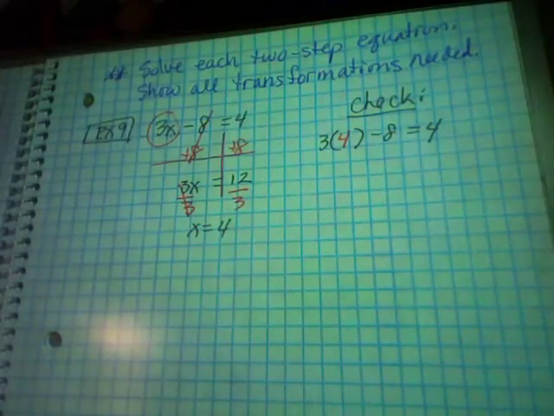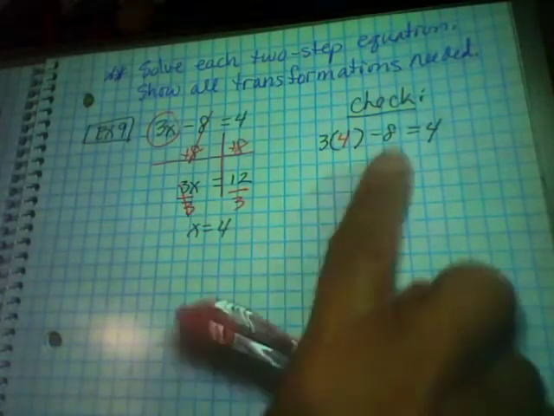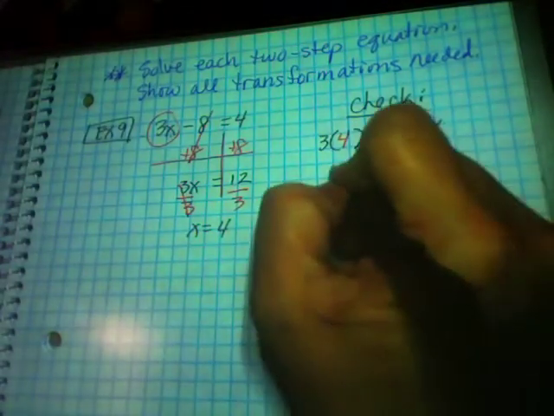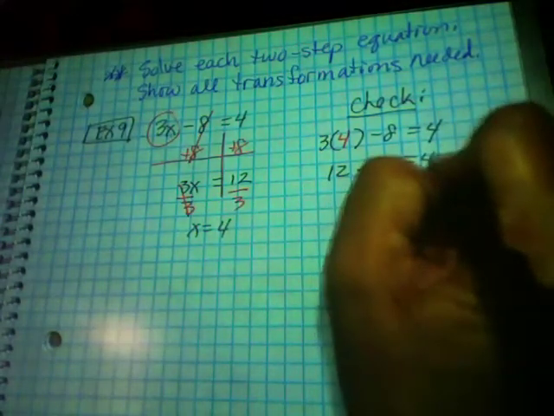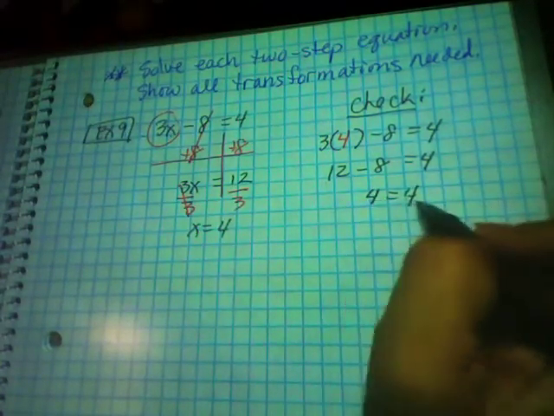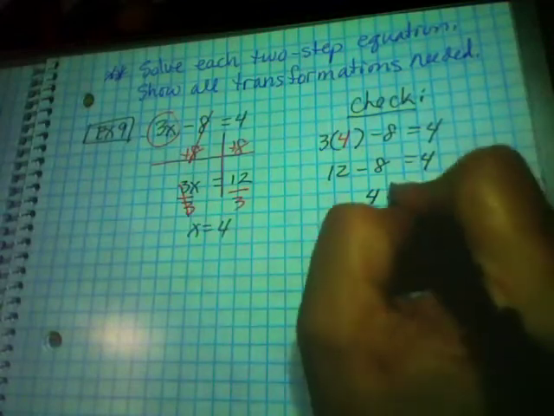You're not trying to solve anything. You don't move anything from side to side. Do that math. Do it in the order of operations. 3 times 4 is 12. Minus 8 equals 4. 12 minus 8 is 4, equals 4. Does the left side equal the right side? That's what I need to see.